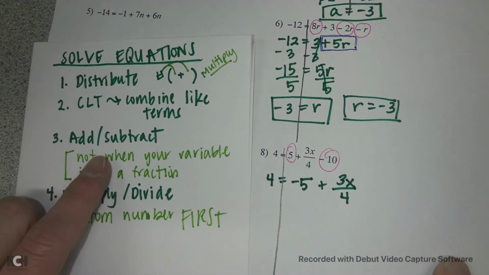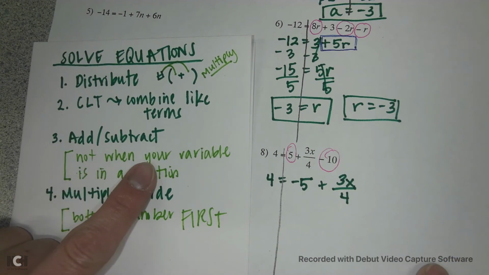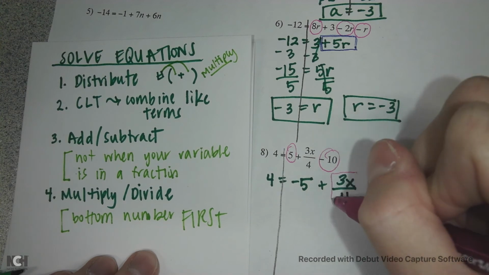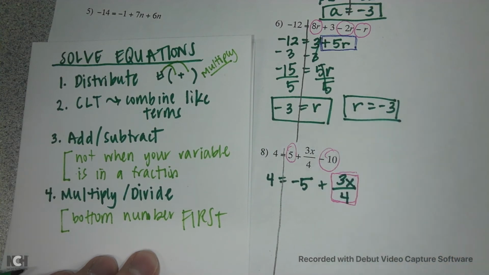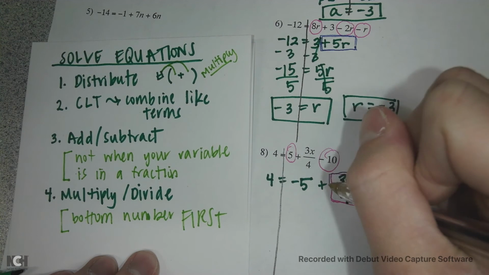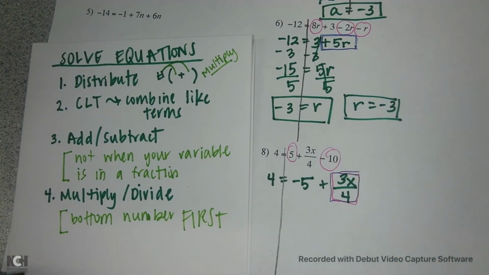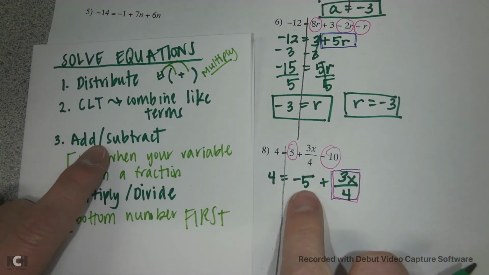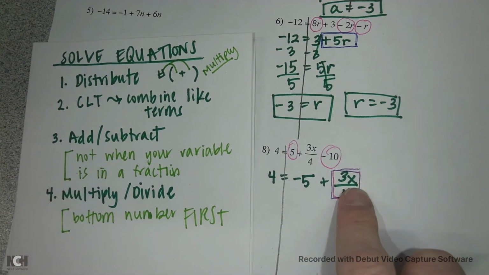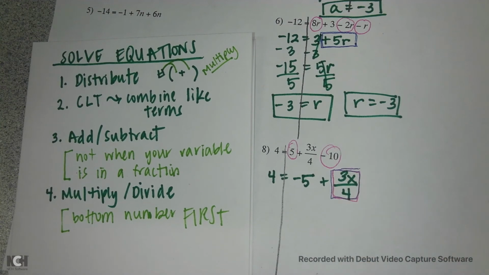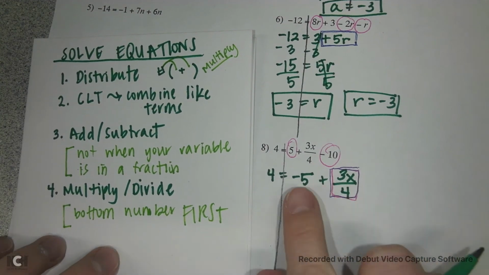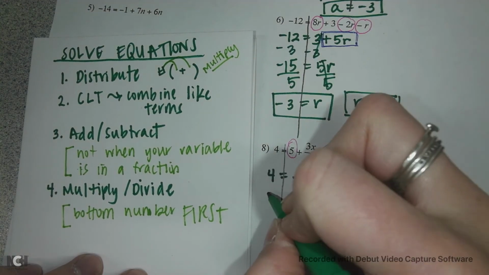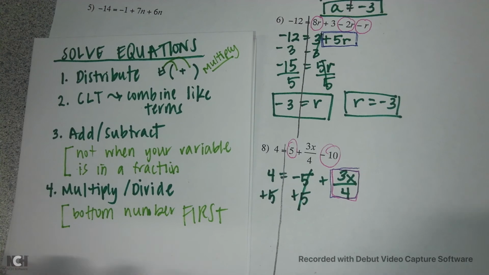Okay, so now we're going to add, subtract. Except not when your variable's in a fraction. So what that means is that this guy needs to stay until the end. Do not get rid of him. We're not going to get rid of anything on the top just yet. Okay, so we're going to get rid of the 5 first. That's the add and subtract that I'm talking about, not this guy. Keep him, whatever the variable is attached to, until everything else is moved away. So that means this negative 5. So we're going to add 5 on each side to start.